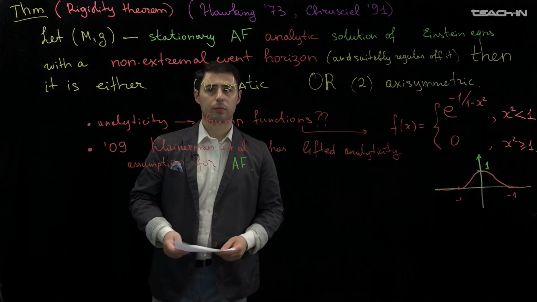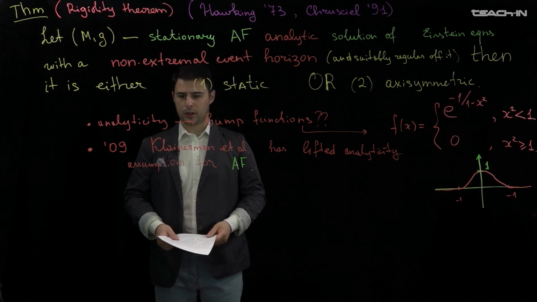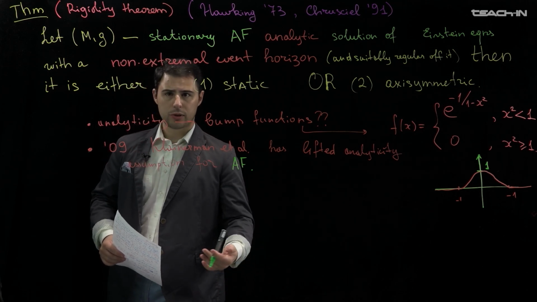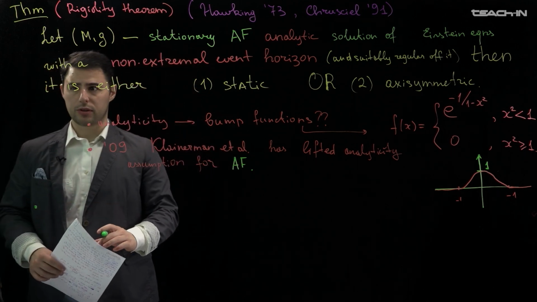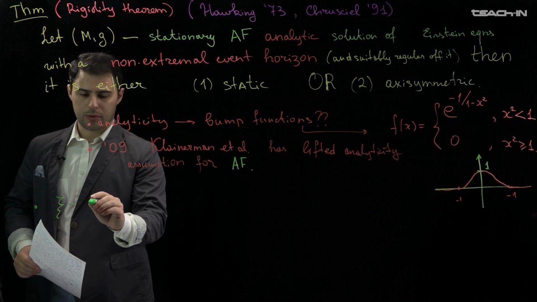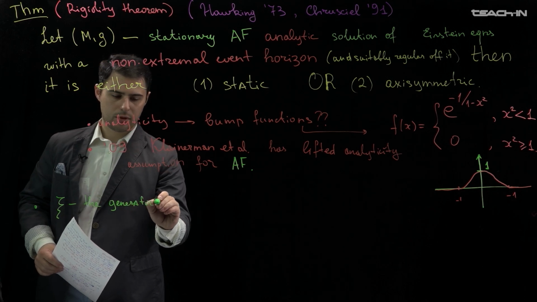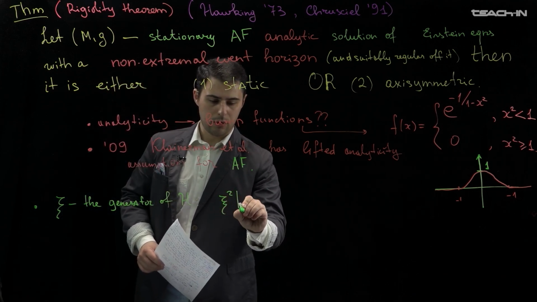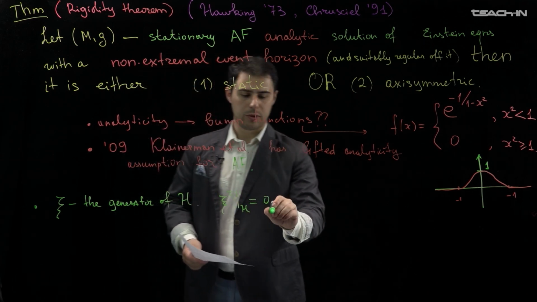Okay, so the second nuance that is important to bring up is the assumption of a non-extremal event horizon. So let us recall what we mean by an extremal horizon. We saw such horizons for charged black holes and for Kerr black holes. So let Xi be the generator of the event horizon. And of course, on every event horizon, Xi is necessarily null. So its norm is null.